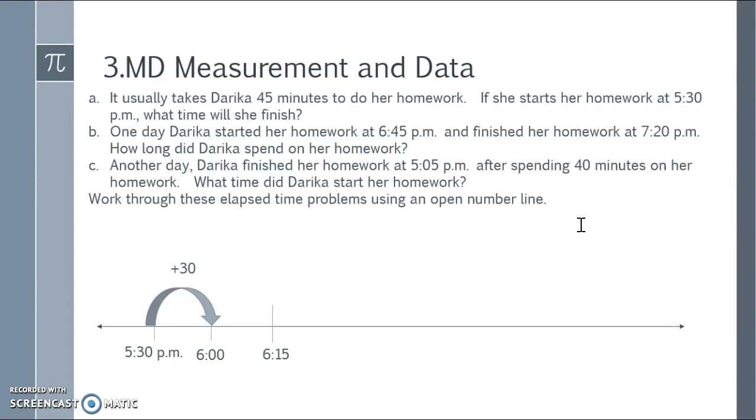So to get from 5:30 to 6 o'clock, a benchmark, I need to add 30. But I haven't quite elapsed 45 minutes. I still need 15 more minutes. So if I go from 6 o'clock, 15 more minutes would bring me to 6:15. 30 and 15 gives me 45 minutes. Therefore, Derica will finish her homework at 6:15 p.m.